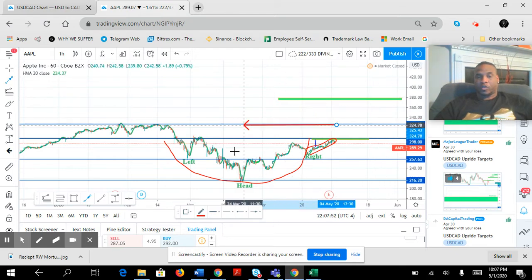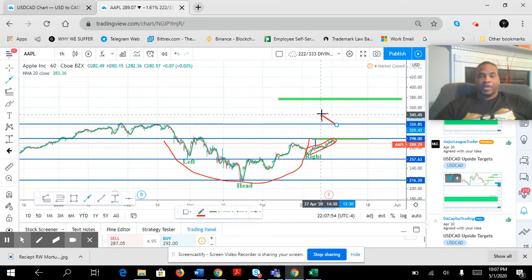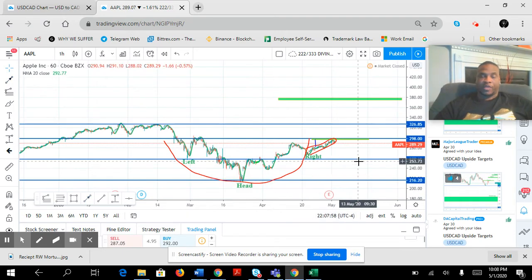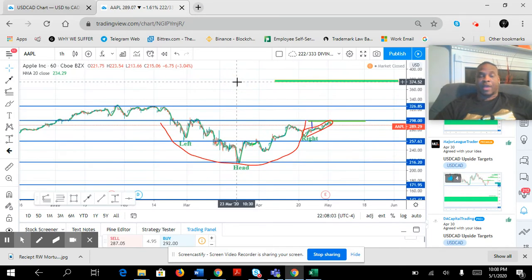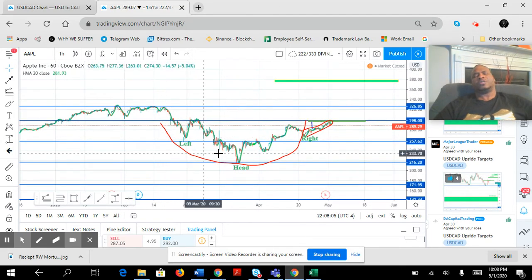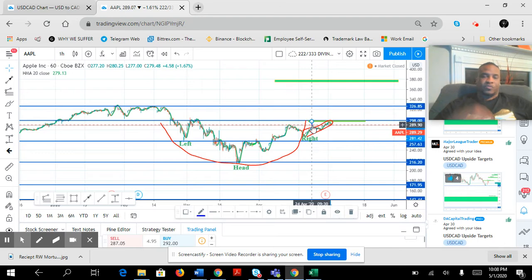But eventually, it wants to come up here and test this area. So this is the beauty of understanding patterns. We just went over the inverse head and shoulders, and while I was talking, I zoomed out and said, oh, wait a minute, this is a cup and this is a handle. You're like, how did he get that so fast? When you start understanding this, you just get it.